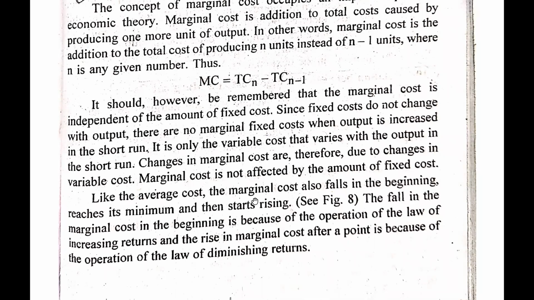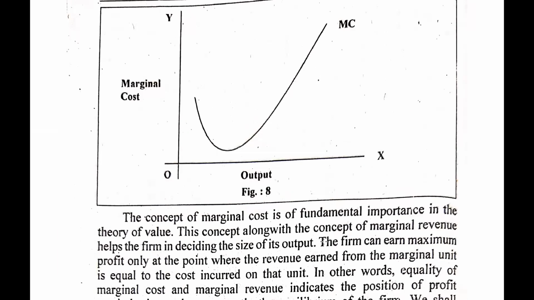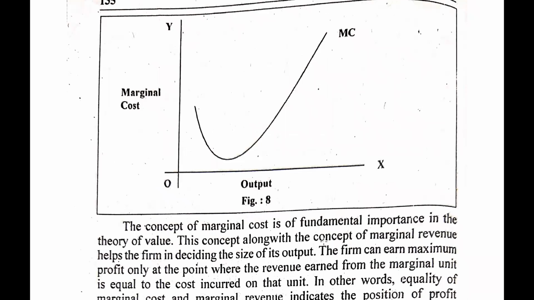Like the average cost, marginal cost also falls in the beginning, reaches its minimum and then starts rising. See figure 8. The fall in the marginal cost in the beginning is because of the operation of the law of increasing returns, and the rise in marginal cost after a point is because of the operation of the law of diminishing returns.